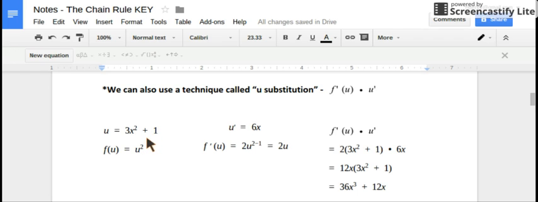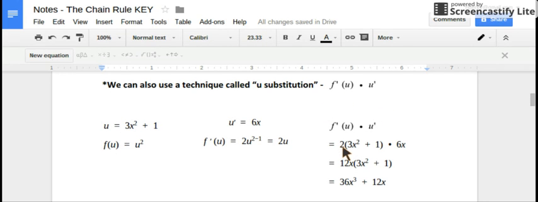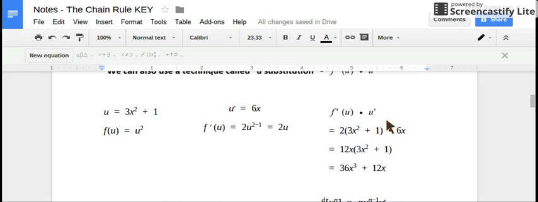Find the derivatives of each of those layers. The derivative of the inside function 3x squared plus 1 is 6x, and the derivative of the outside layer, u squared, is 2u. So when we plug it back in or use that recipe, the derivative of the outside function was 2 times the inside, times the derivative of the inside, which was 6x. And then we can simplify. 2 times 6x on the outside is 12x, and then distribute it through, and we end up with 36x cubed plus 12x.